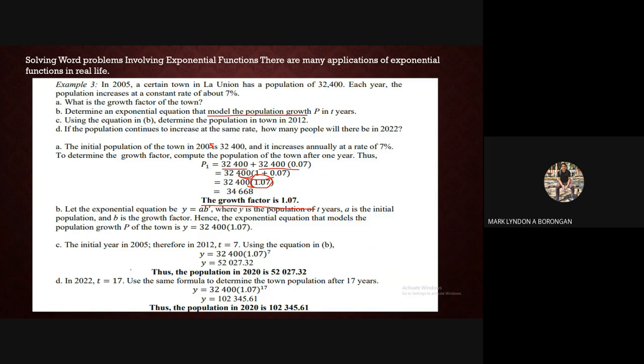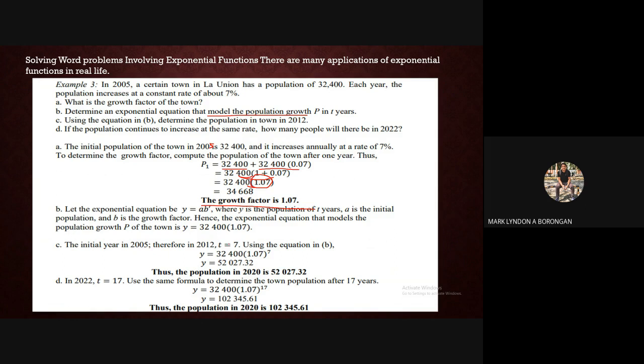Okay? So for C, determine the population of the town in 2012. Where do we find that? The initial year, 2005, has a population of 32,400. Therefore, in 2012, T will be equal to 7, right? This 7 is the number of years, T years. So our T there is 7.